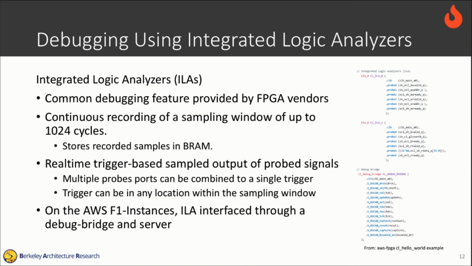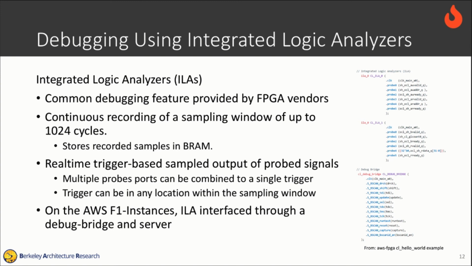So the first one is integrated logic analyzers, or ILAs. ILAs are these nice IP blocks provided by FPGA vendors. And they're basically probes that are wired up to signals in our RTL. And they constantly sample into a buffer of 1024 samples in this case. They're recorded in DRAM. And they're interfaced with our FPGA vendor's tool. And upon some trigger, you can dump these samples, and you can view them in a waveform.